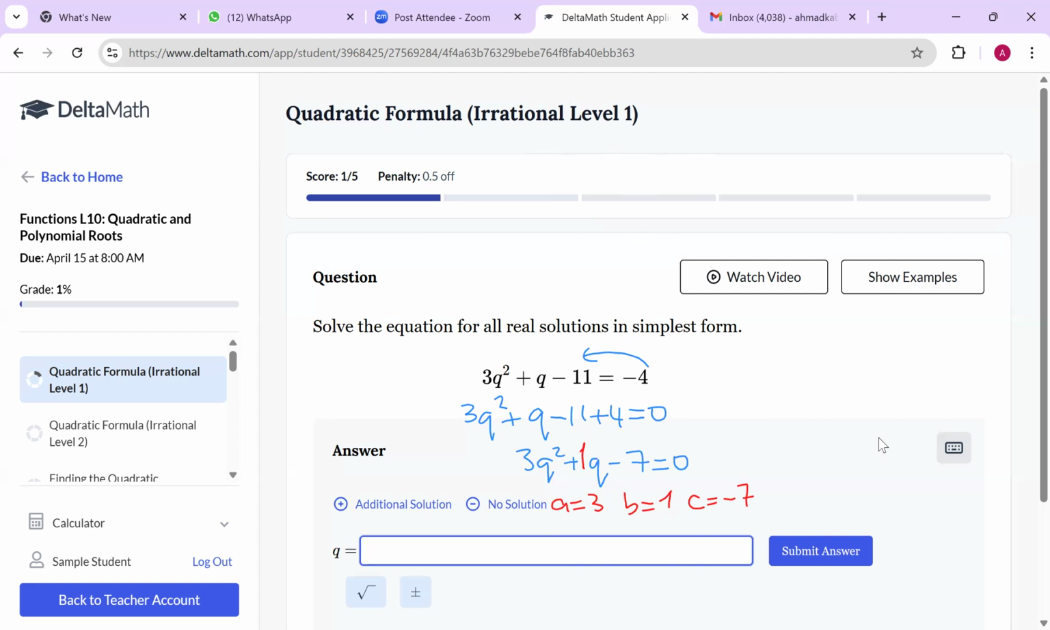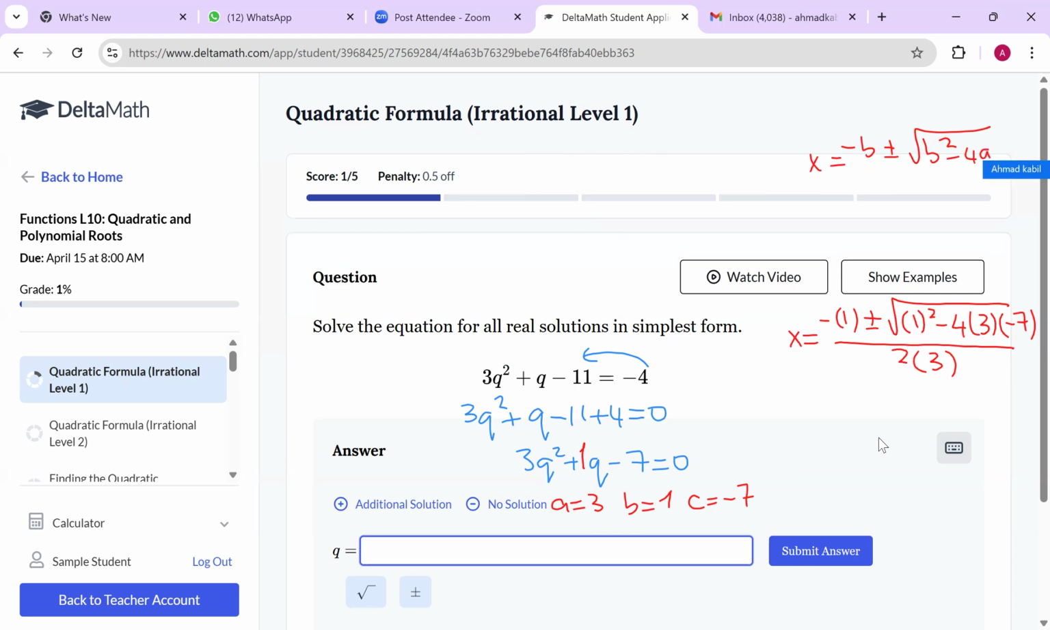So the quadratic formula is written as x equals minus b, so minus 1, plus minus root b squared minus 4ac, so a is 3, and c is negative 7, all over 2a. I'll just write it very quickly so that you understand what we did. So minus b plus minus root b squared minus 4ac all over 2a. And we're just plugging the values of a and b and c into this formula.